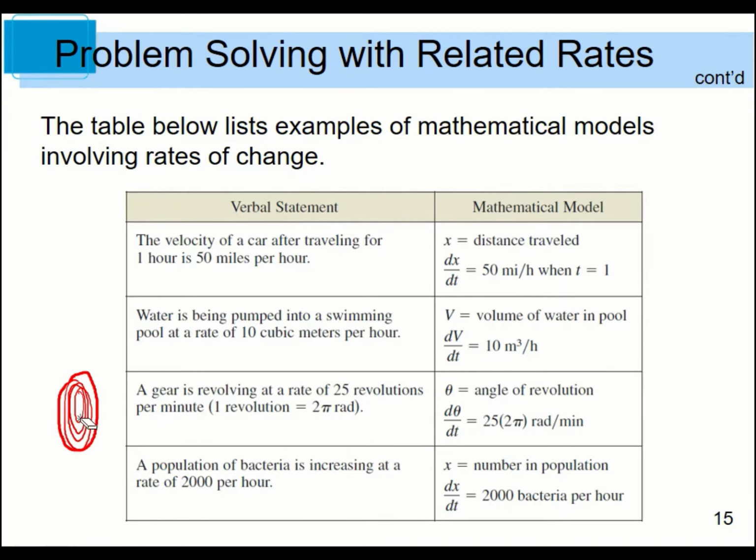Now, example number 4. A population of bacteria is increasing at a rate of 2,000 per hour. So what is the variable? The variable is the number in the population, the number of bacteria. And what is the rate? The rate is dx/dt, the difference of the number of bacteria over the difference of time, which is 2,000 bacteria per hour.